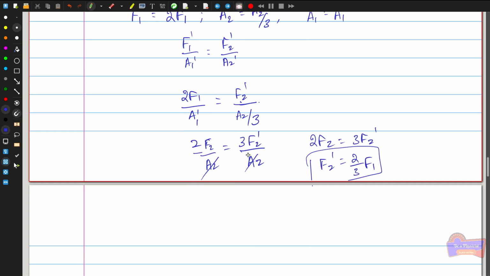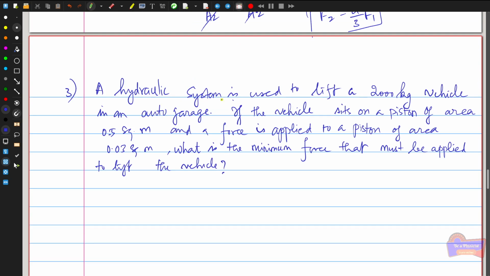Okay. So the third problem is, a hydraulic system is used to lift a 2000 kilogram vehicle in an auto garage. The vehicle sits on a piston with an area of 0.5 square meter, and a force is applied to a piston with an area of 0.03 square meter. What is the minimum force that must be applied to lift the vehicle? So here the input area and output area are given, and you have to find the minimum force required to lift this 2000 kilogram vehicle.